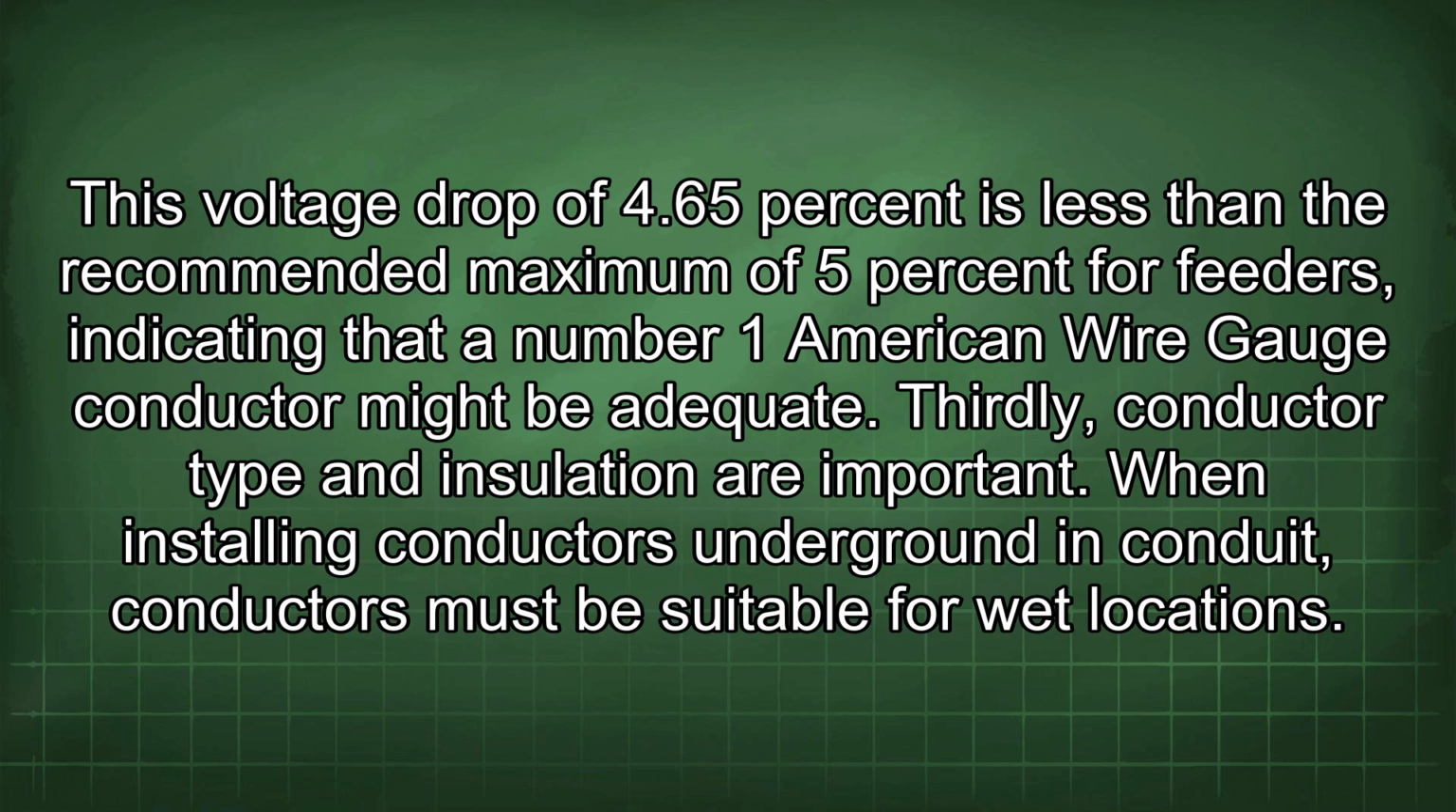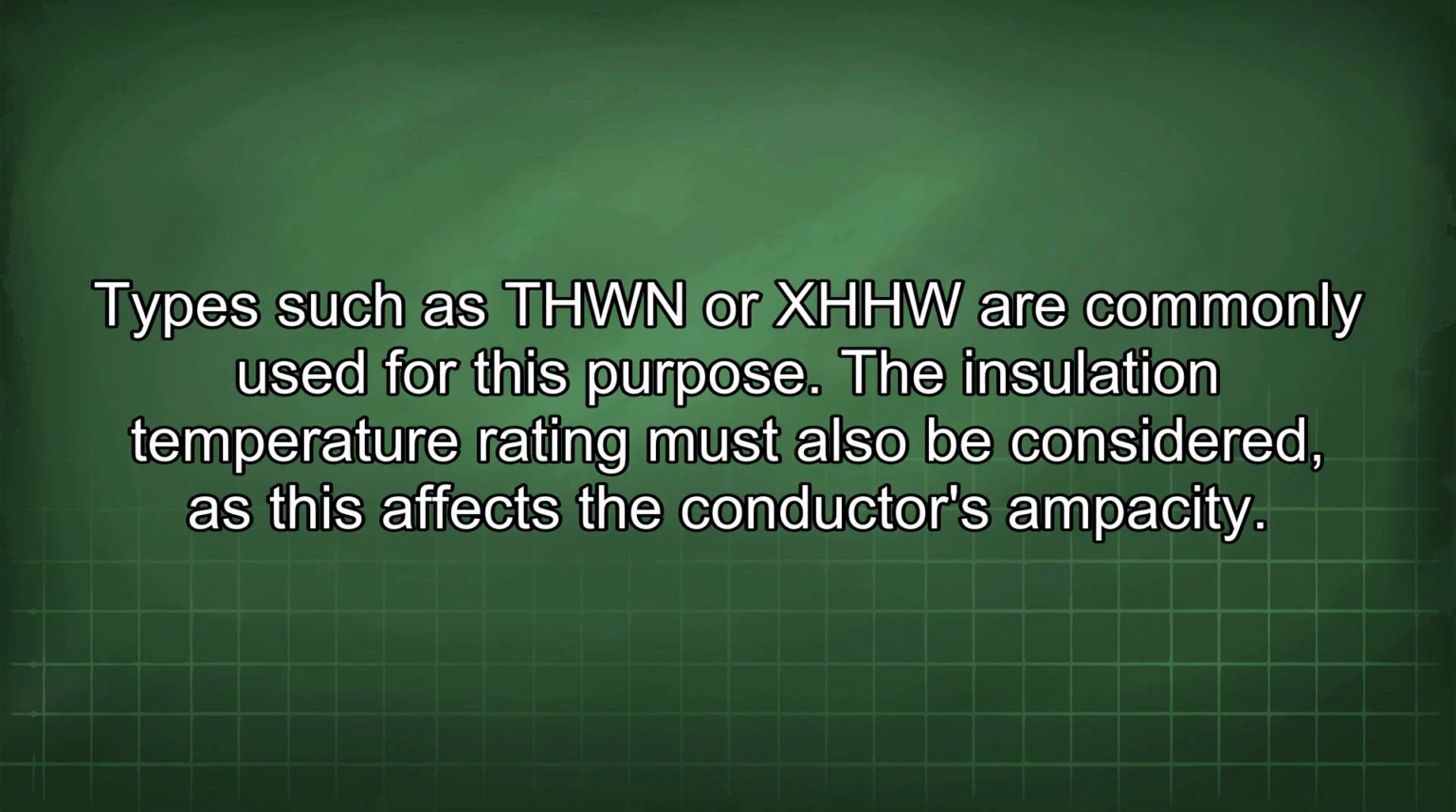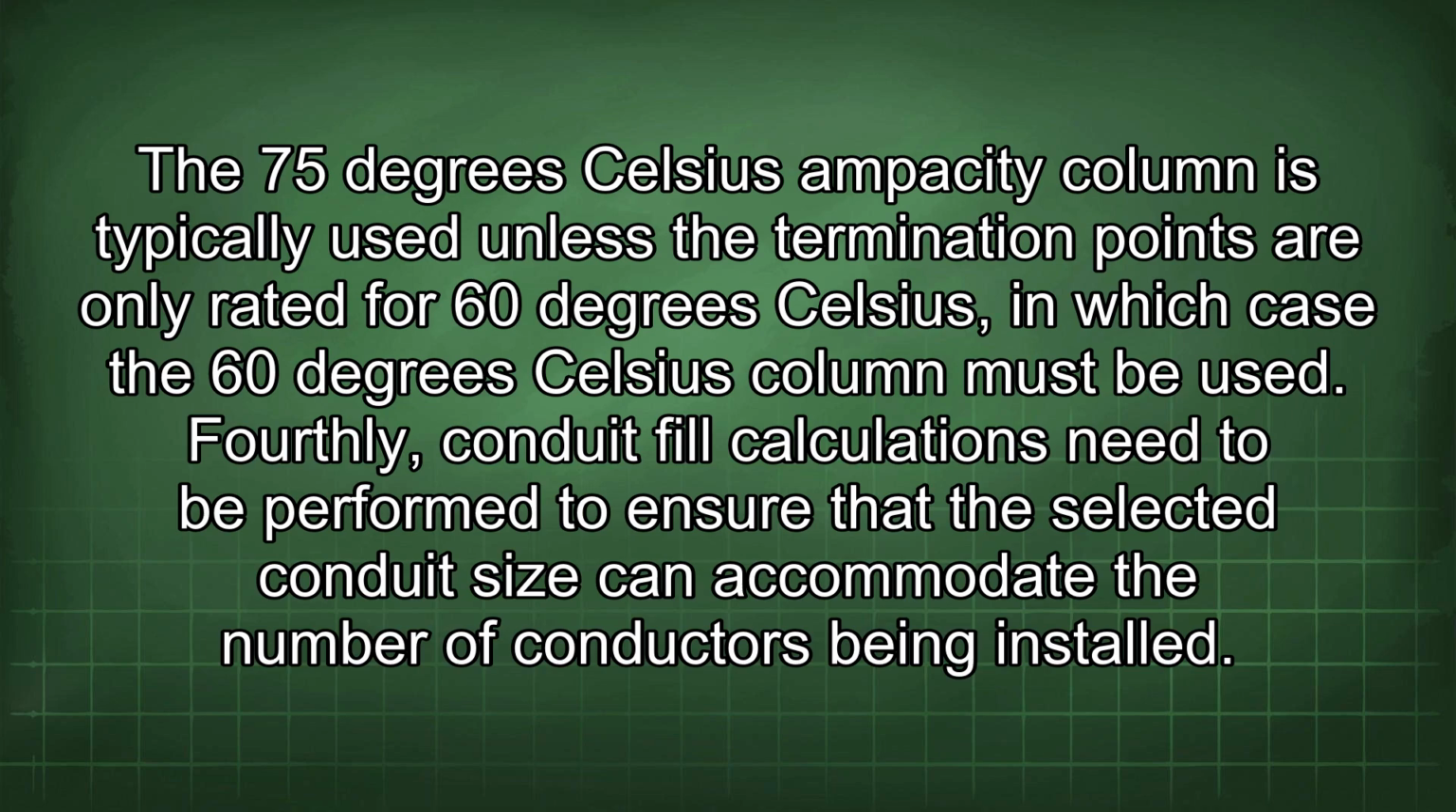Thirdly, conductor type and insulation are important. When installing conductors underground in conduit, conductors must be suitable for wet locations. Types such as THWN or XHHW are commonly used for this purpose. The insulation temperature rating must also be considered, as this affects the conductor's ampacity. The 75 degrees Celsius ampacity column is typically used unless the termination points are only rated for 60 degrees Celsius, in which case the 60 degrees Celsius column must be used. Fourthly, conduit fill calculations need to be performed to ensure that the selected conduit size can accommodate the number of conductors being installed.